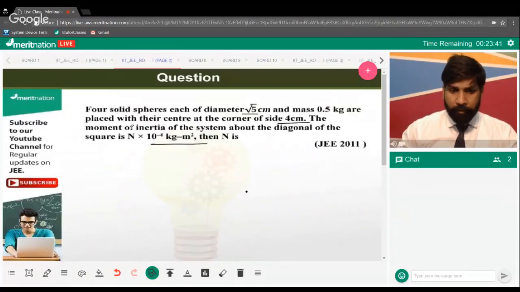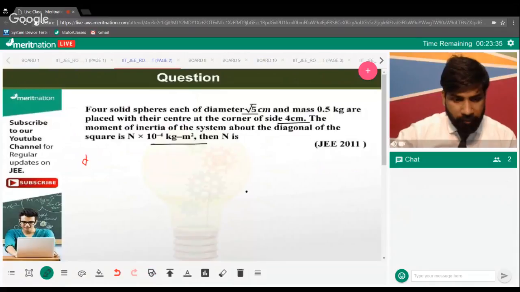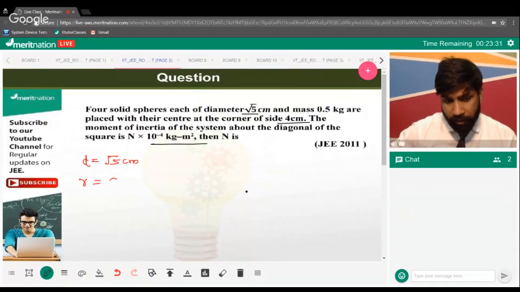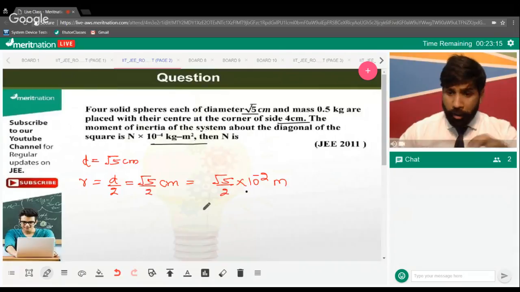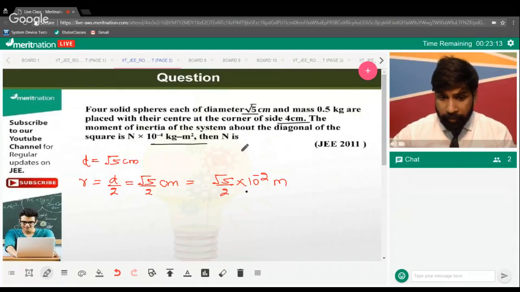You can see here, this one. 4 solid spheres, each of diameter root 5 centimeter. Here the diameter is given as root 5 centimeter. What will be the radius then? D by 2, it means root 5 by 2. But this one is in centimeter, so we can convert this centimeter into meter by simply multiplying by 10 raised to power minus 2 meter. So this one is the radius of this solid sphere.